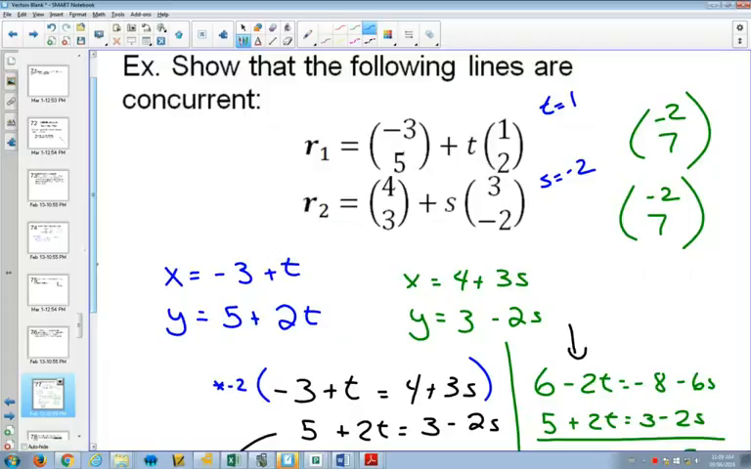So I got that by putting in a 1 for t here and then figuring out what my x-coordinate would be when I add those vectors and figuring out what my y-coordinate would be. Or I could put in negative 2 for that s and figure out what my x-coordinate would be. And the fact that they're the same means that they are intersecting at that point.